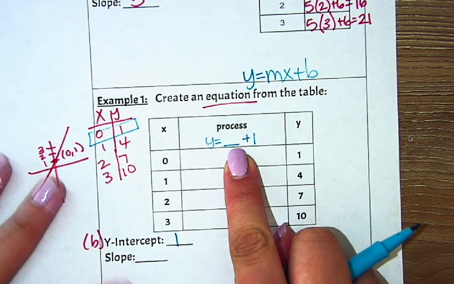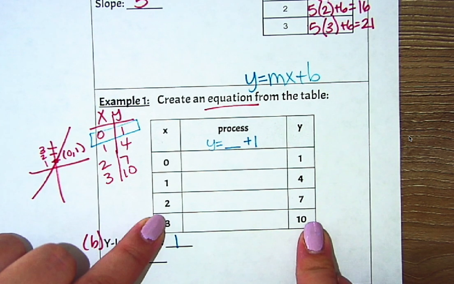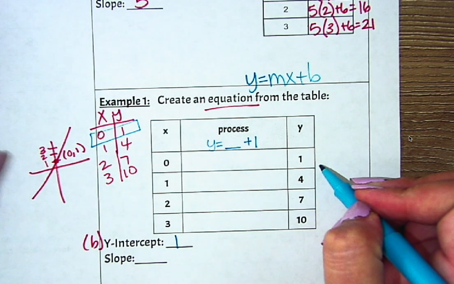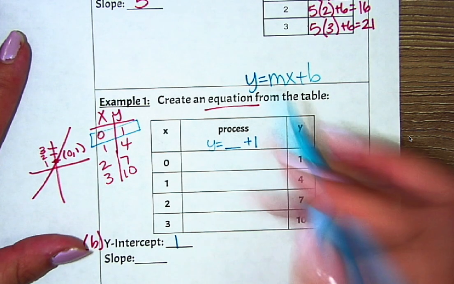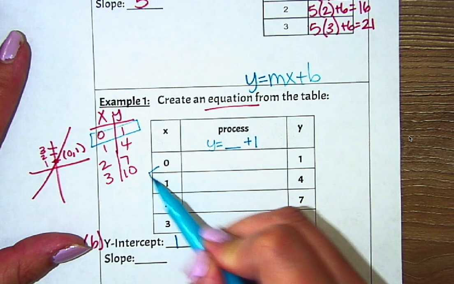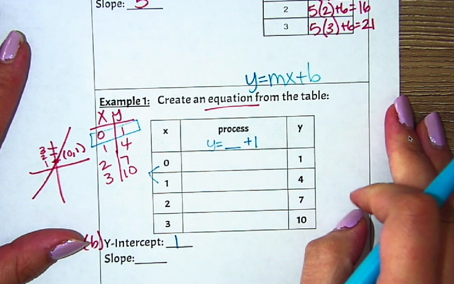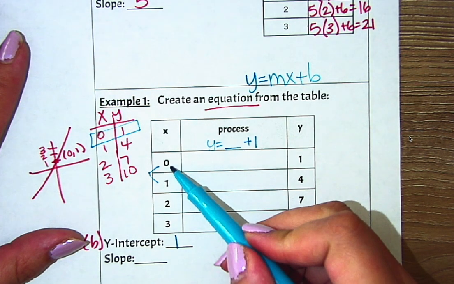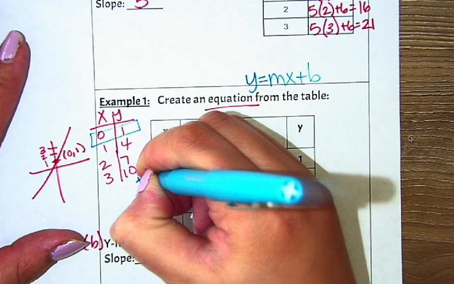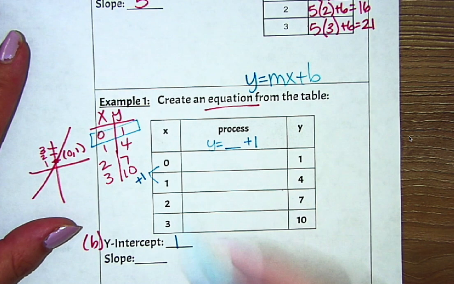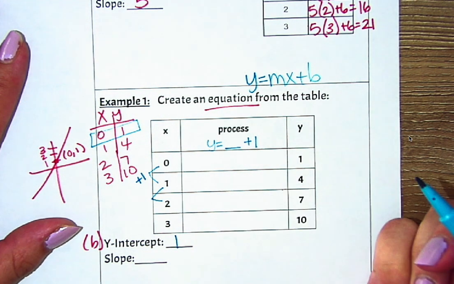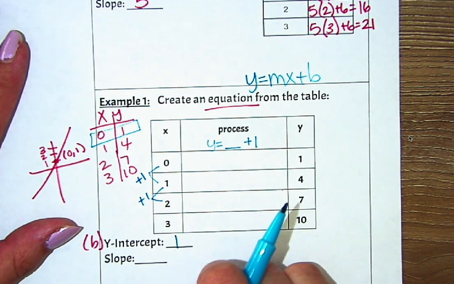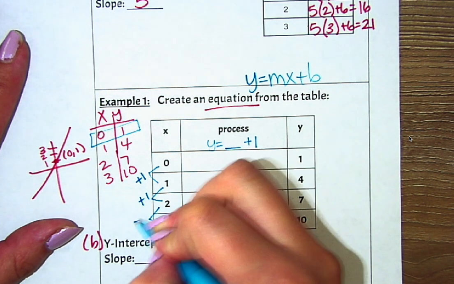Okay, I can do that by looking at these points. By looking at the rest of the points, I'm going to see the pattern. I'm going to start on the x side. It's going from 1 to 0. Okay. In order for me to get from 0 to 1, I would have to add 1, right? What about from 1 to 2? I would have to add 1 again. Do you see the pattern? Then from 2 to 3, we're still adding 1.